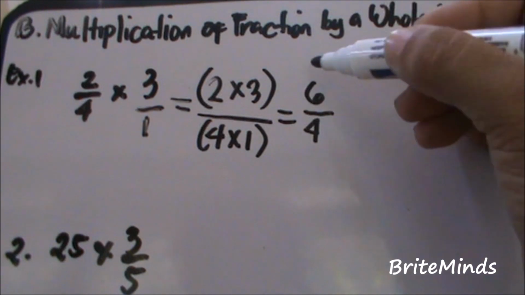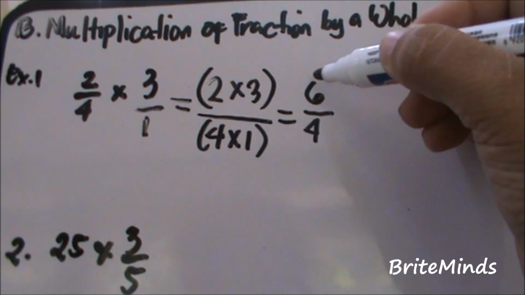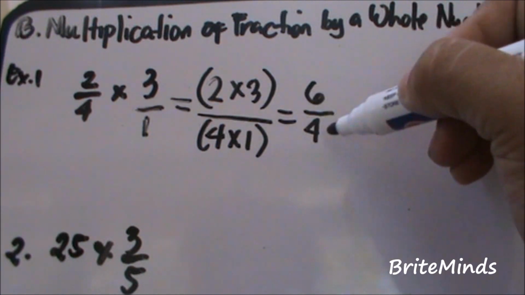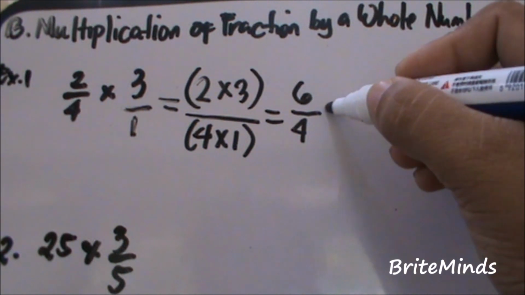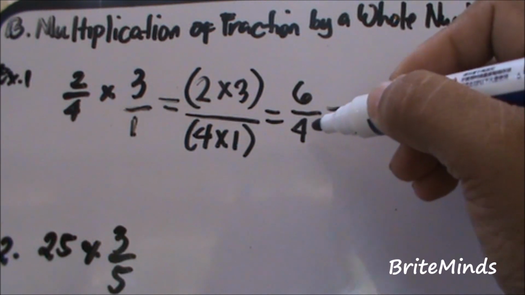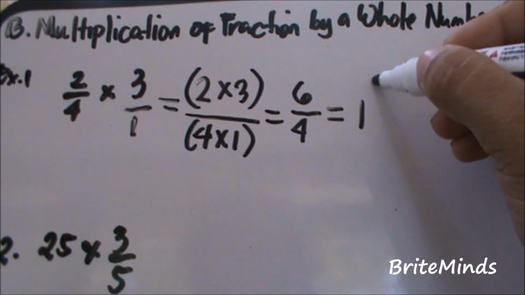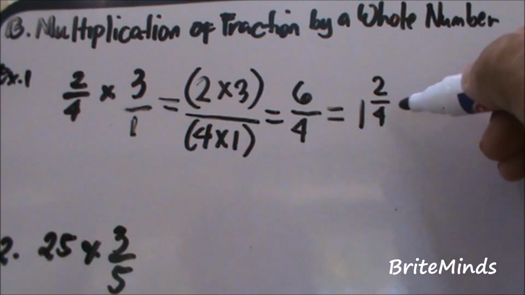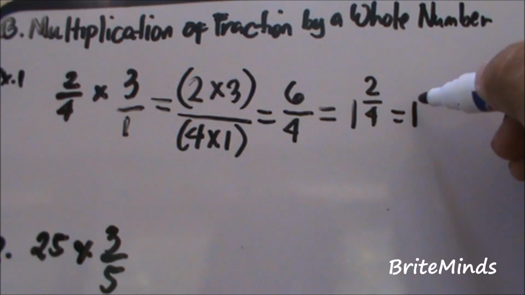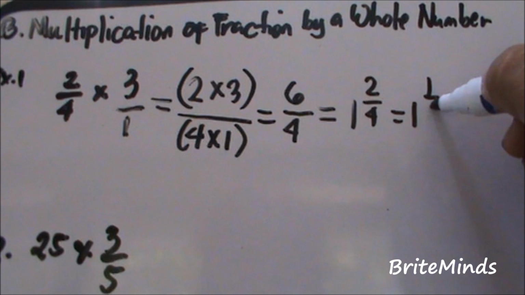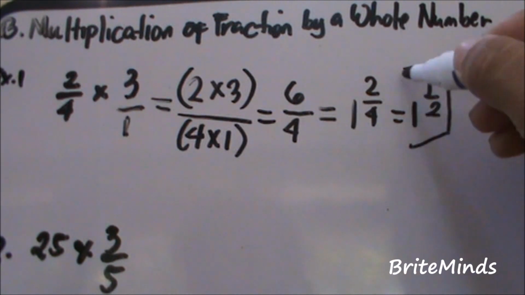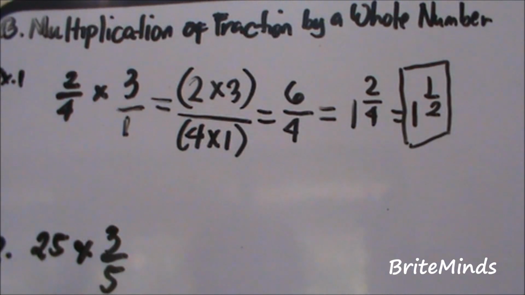The answer to the problem is an improper fraction since the numerator is greater than the denominator. So 6 divided by 4 will be 1 and 2/4. Then we can still reduce it. So 1 and 1/2. The answer is 1 and 1/2.